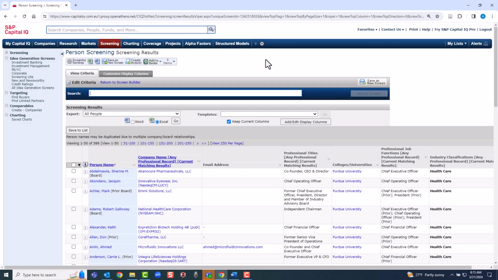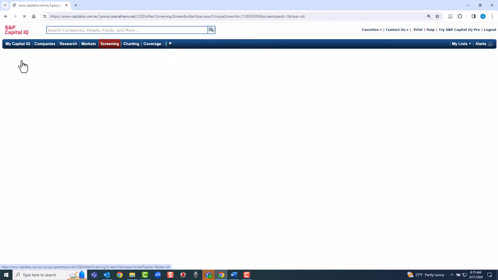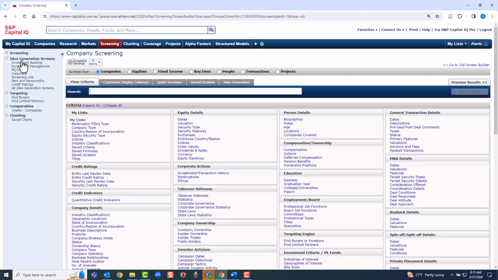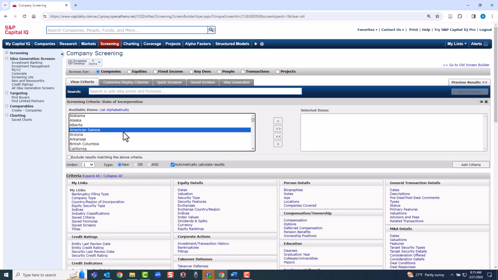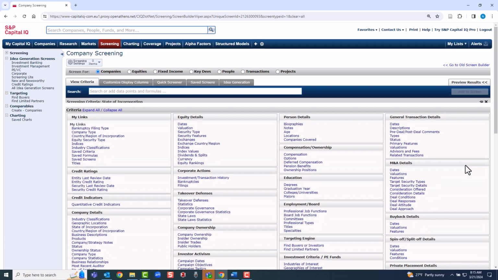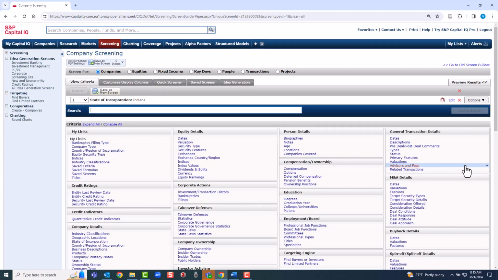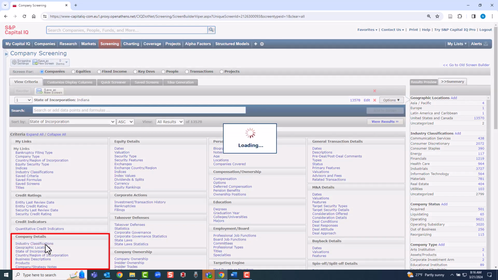One more example of screening. Now we'll target companies. Companies in Indiana. Energy companies in Indiana.